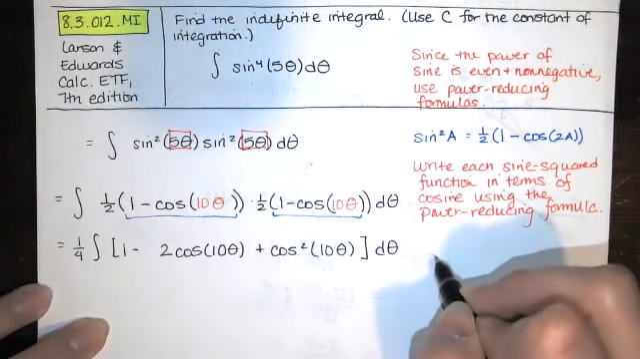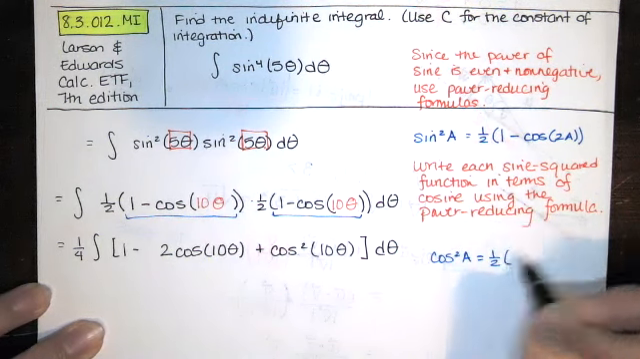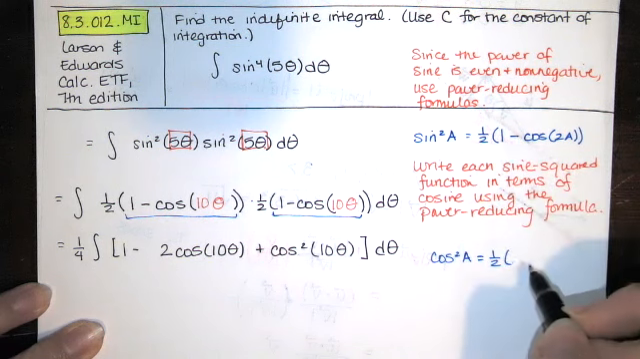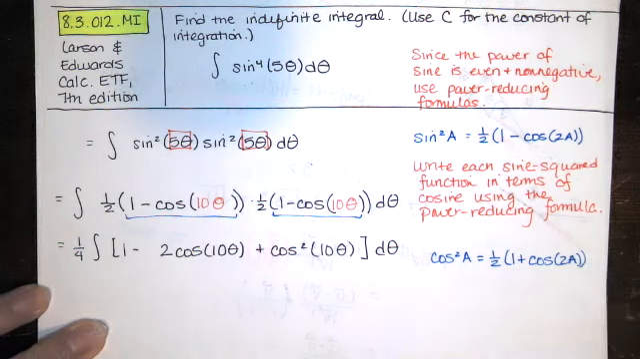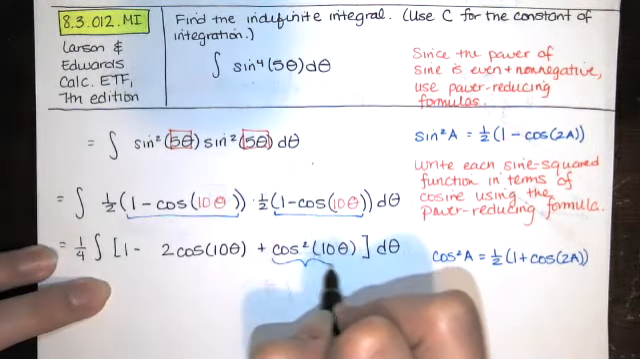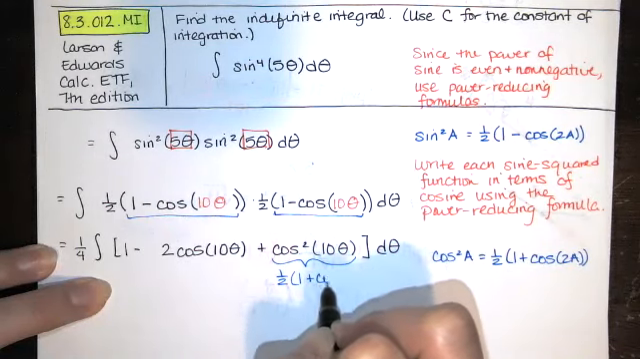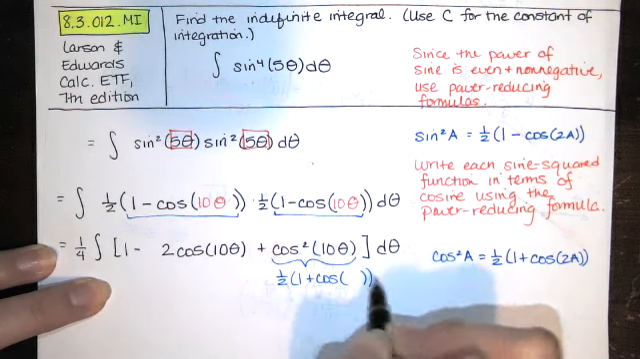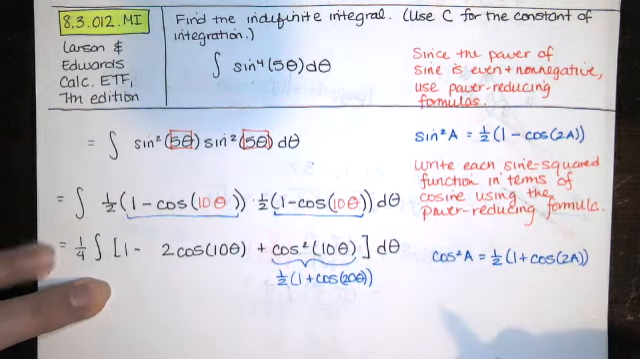Now the power reducing formula for cosine looks a lot like the power reducing formula for sine. The only difference is that instead of having a minus there, we're going to have a plus sign there. So this turns out to be 1/2 of 1 plus cosine of 2 times the angle. The angle is 10 theta, so doubling the angle would give us 20 theta.